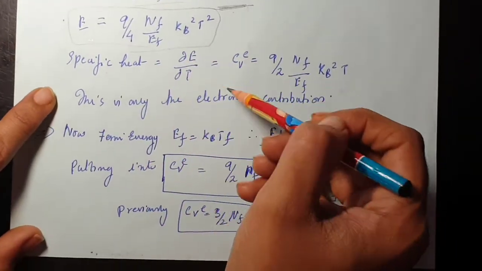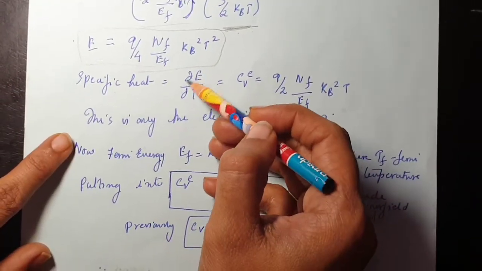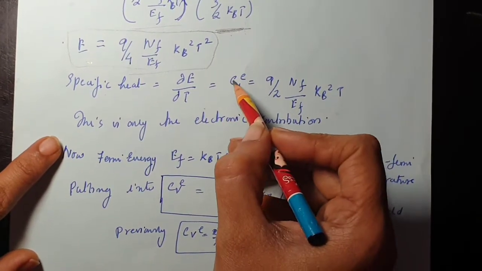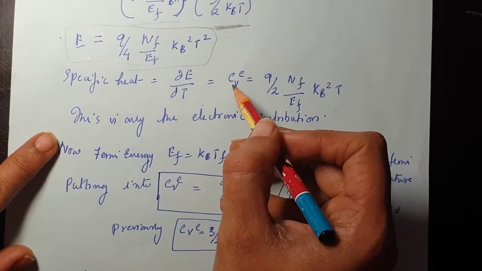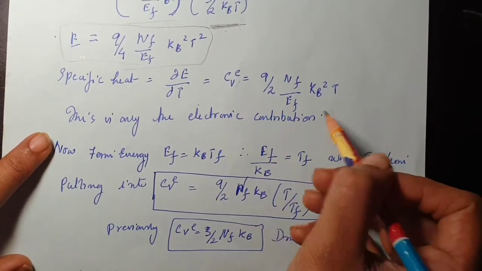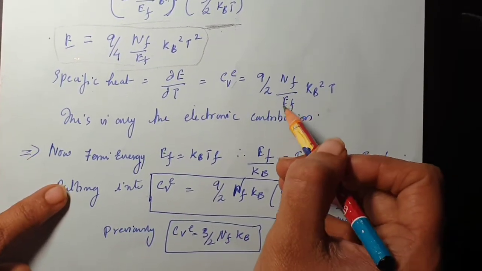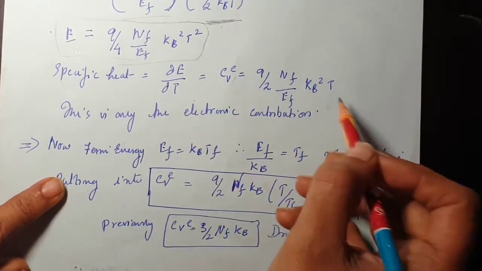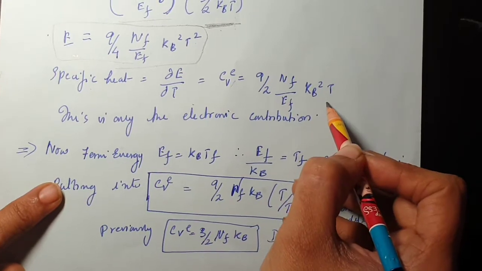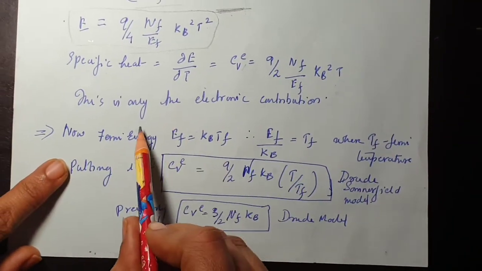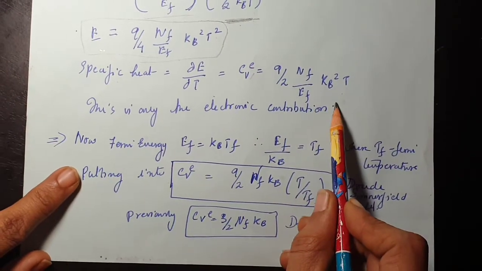Now it is easy to find the specific heat. So you differentiate it with respect to temperature. So this is given by CVE. CVE means specific heat due to the electrons is given by 9/2 NF by EF kB square T. So when you differentiate, this T square becomes T. Now this is only the electronic contribution.